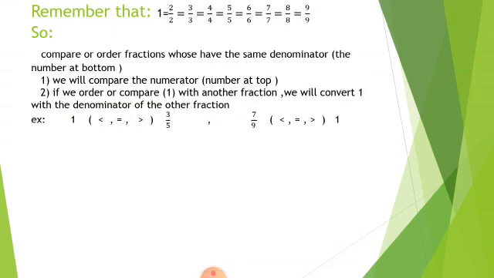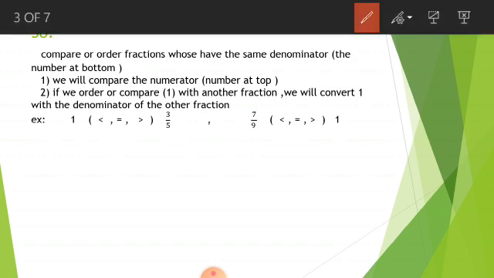تمام. يبقى remember that from the previous lesson. 1 equals 2 over 2, 3 over 3, 4 over 4, 5 over 5, 6 over 6, 7 over 7, 8 over 8, 9 over 9. طب احنا افتكرنا الكلام ده ليه؟ When we compare one with another fraction, what will we do؟ تعالى بقى أنا هقولك. طب so يبقى compare and order fractions which have the same denominator.